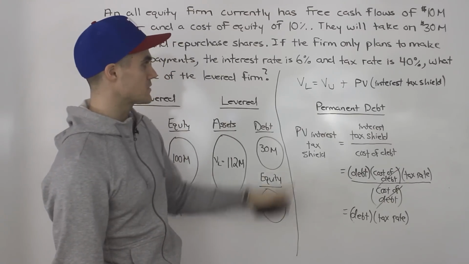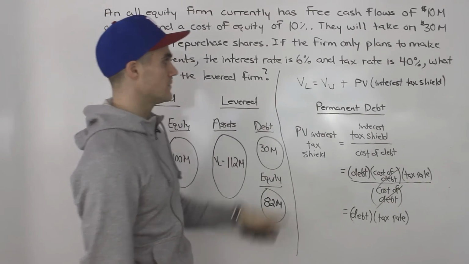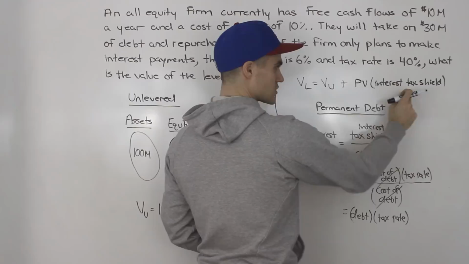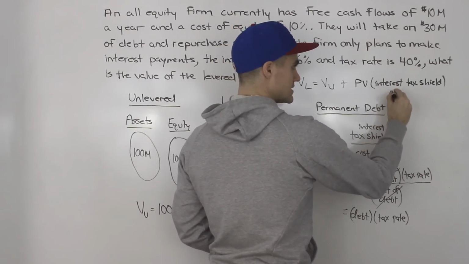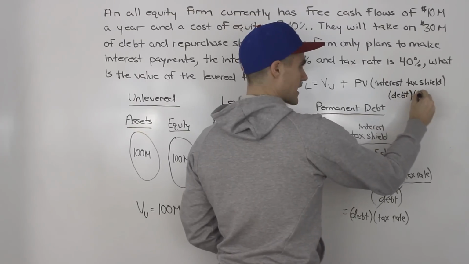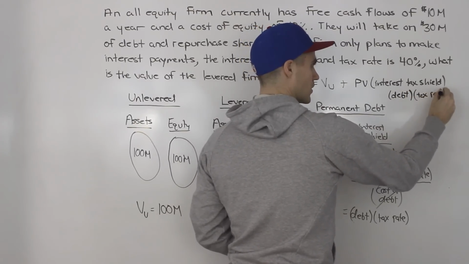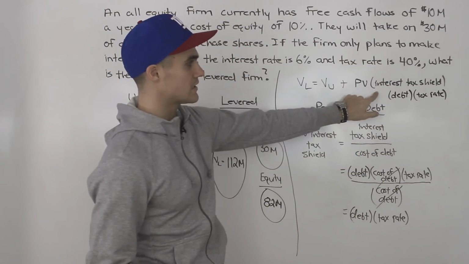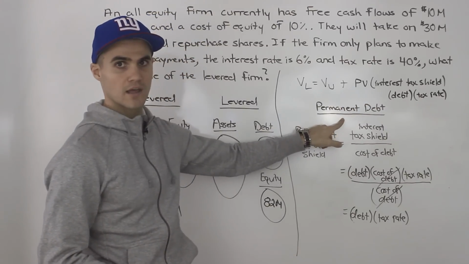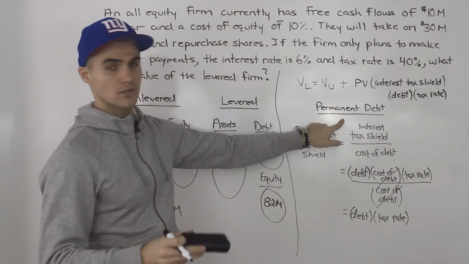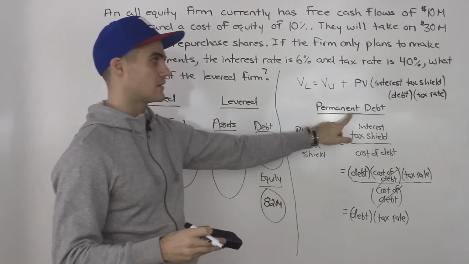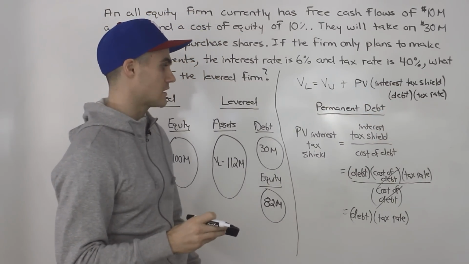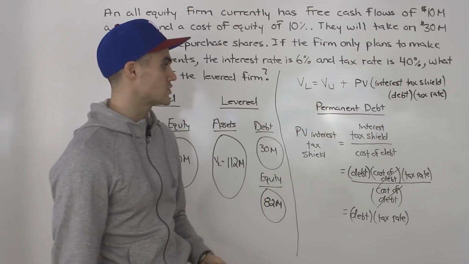In fact, a lot of textbooks will actually state this M&M proposition 1 as the value of a levered firm equals the value of an unlevered firm, and instead of writing present value of interest tax shield, they'll actually write the debt times the tax rate, which is this here. I don't like to state it that way personally. I like to keep it a little bit more general because, again, this assumes that the company has permanent debt. But what if we run into an example like the one previous where the company has temporary debt? Then this is not going to work. You got to calculate that interest tax shield in a little bit more of a manual fashion.